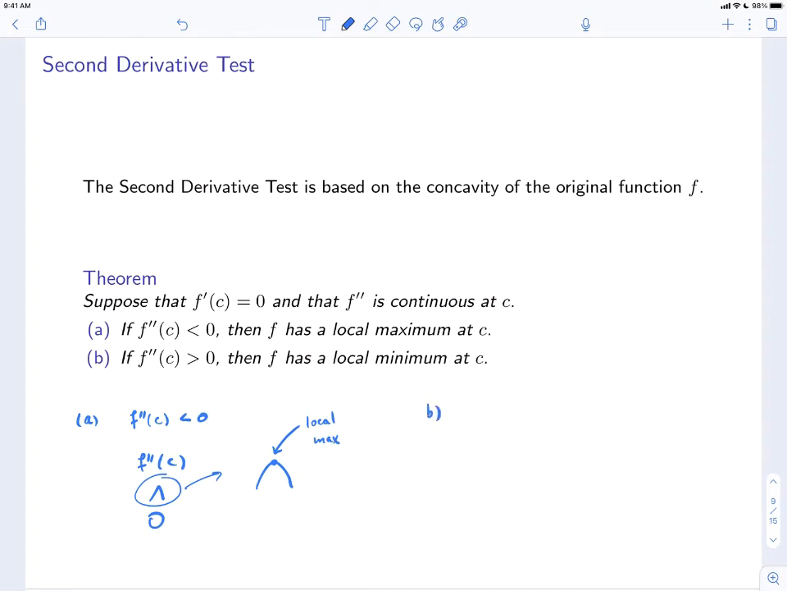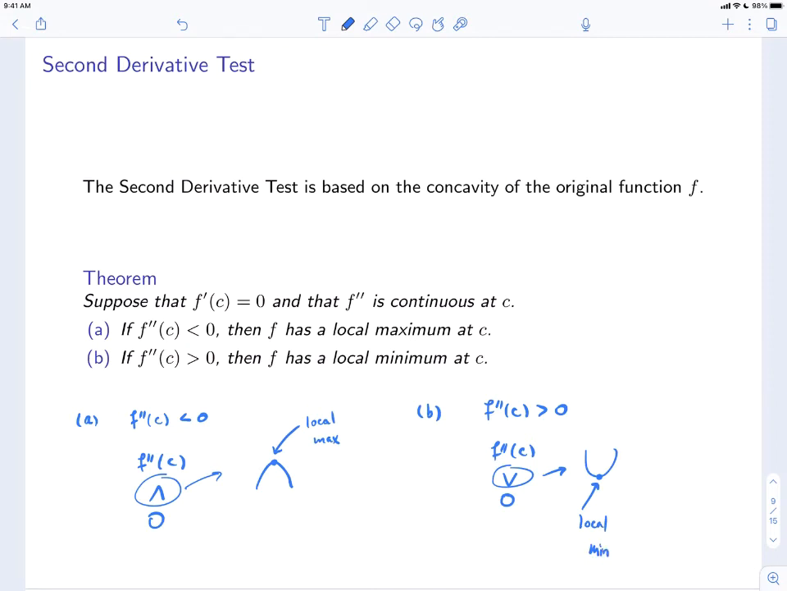And what about B? Well, for B, you have that f prime prime of c is greater than 0. If we write it like this, f prime prime of c is greater than 0, and now that greater than symbol looks like a valley, which is concave up. So if you have a valley, then the base of that valley is a local minimum.